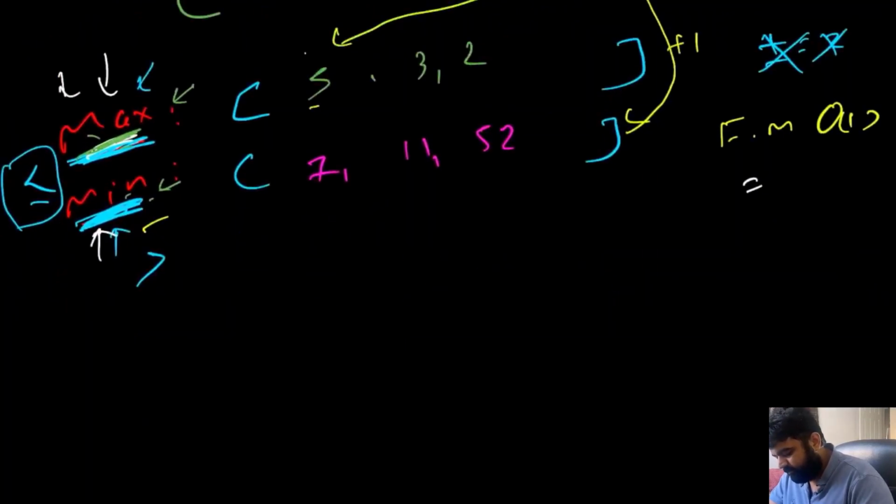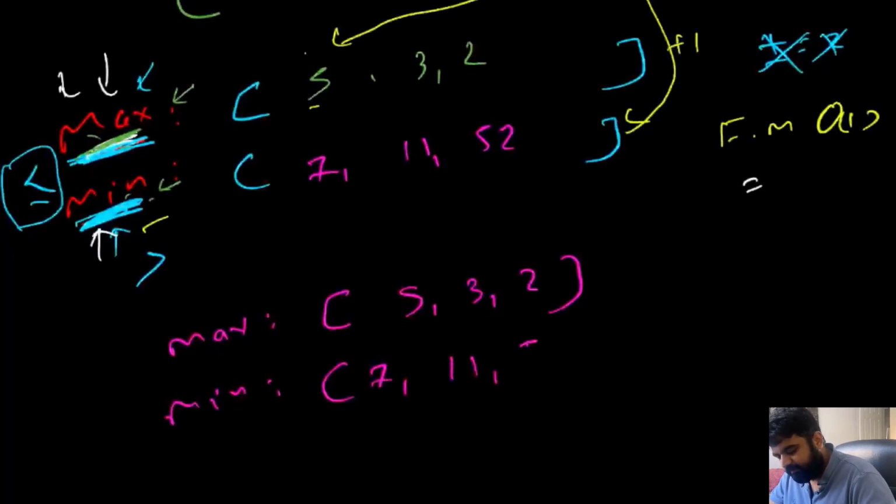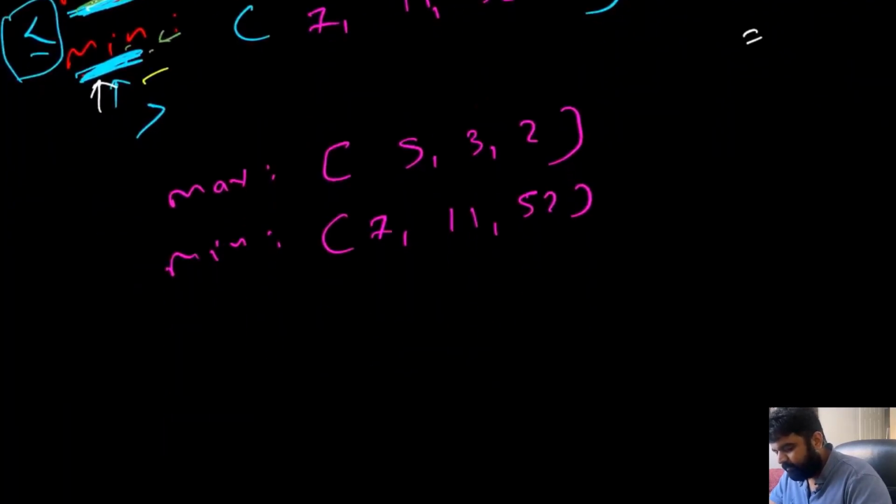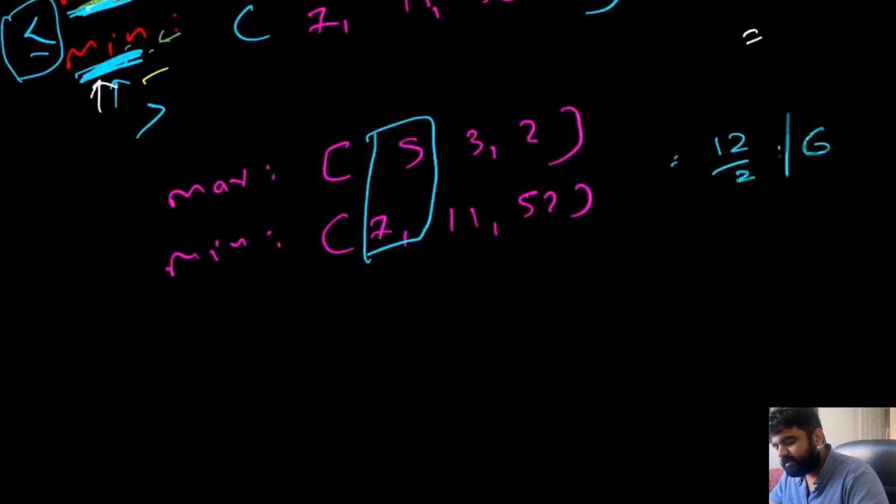So in the end, we are going to have our two heaps, min heap and max heap. The max heap is going to look like 5, 3 and 2. And the min heap is going to look like 7, 11 and 52. And now if we are being asked to calculate the median, it is quite obvious. We are just going to add 7 plus 5, so our value is going to be 12, divided by 2. And the answer is going to be 6. And this is the beauty of heap. And this is why this problem is a hard problem, but also a very popular problem.